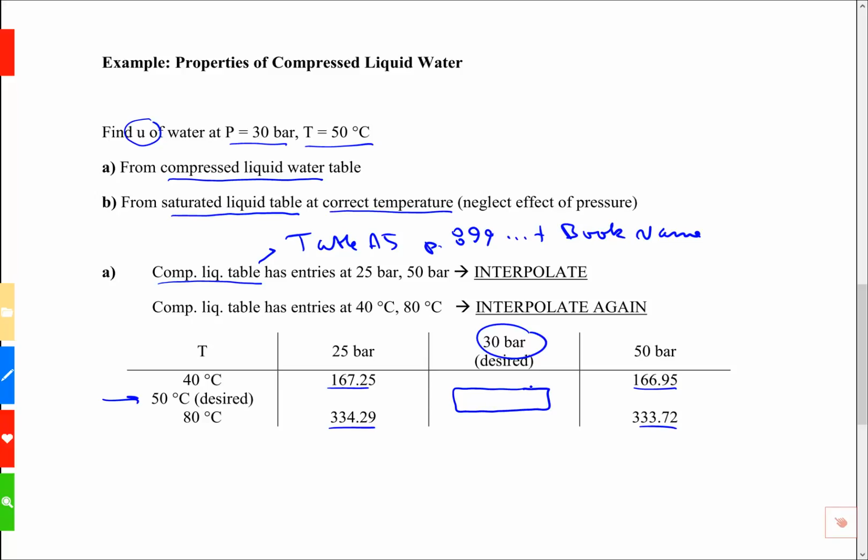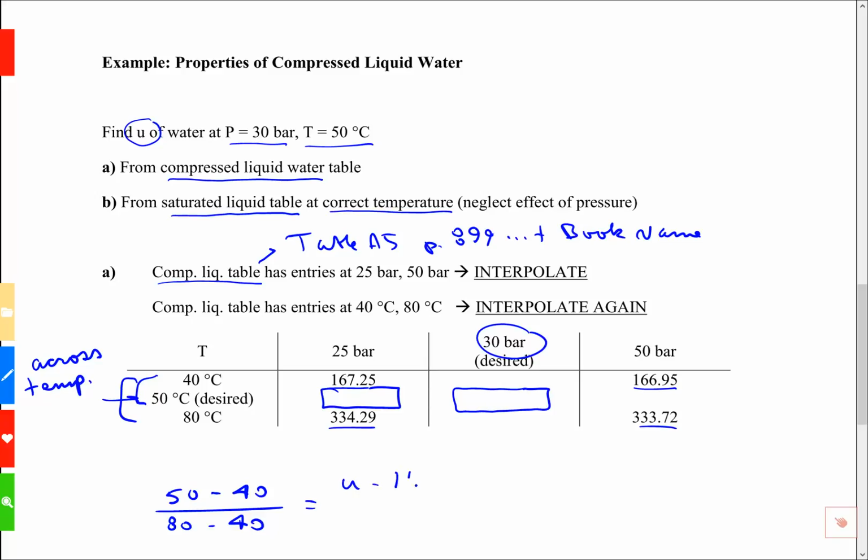To start with, let's interpolate across temperature at 25 bar. Let's look at that distance there, which is going to be 50 minus 40 centigrade. And let's divide by this distance here, which is going to be 80 minus 40 centigrade. And I'm looking for this value in here by this interpolation. The first distance, the analogous distance, let me call it U minus the lower value, 167.25. By the way, these are U values, and these are U values.